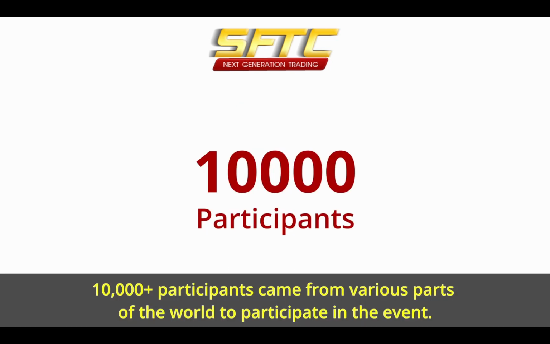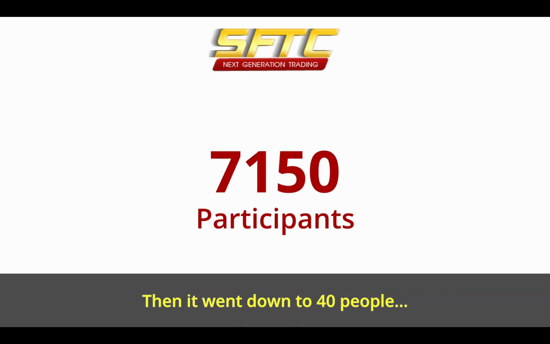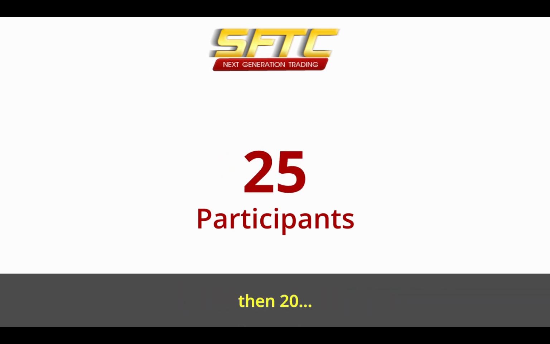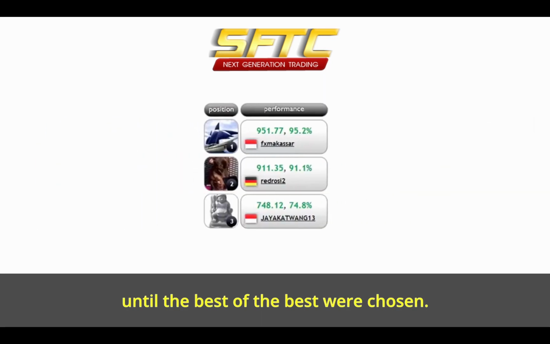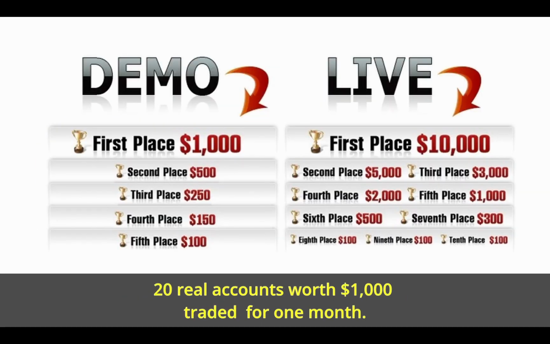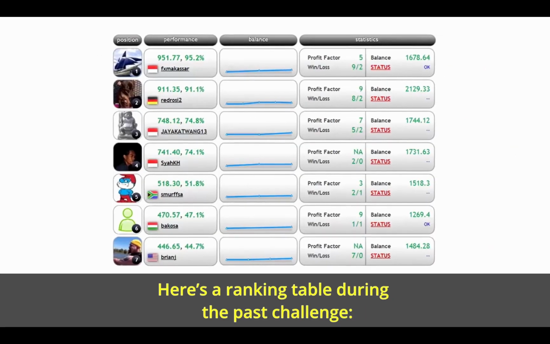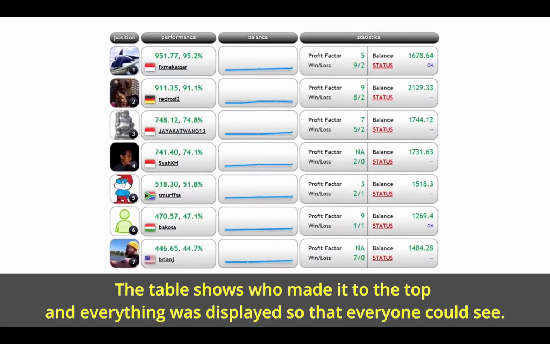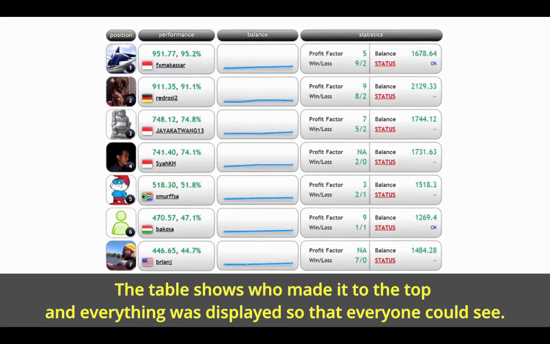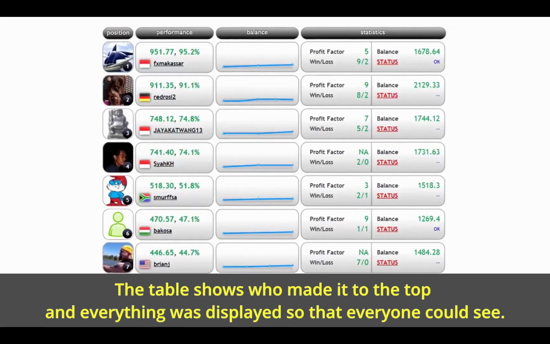10,000 plus participants came from various parts of the world to participate in the event. Then it went down to 40 people, then 20, until the best of the best were chosen. 20 real accounts, worth $1,000, traded for 1 month. Here's a ranking table during the past challenge. The table shows who made it to the top, and everything was displayed so that everyone could see.